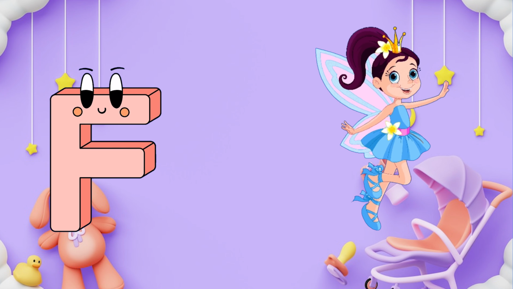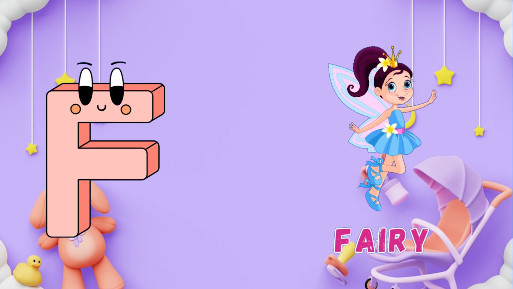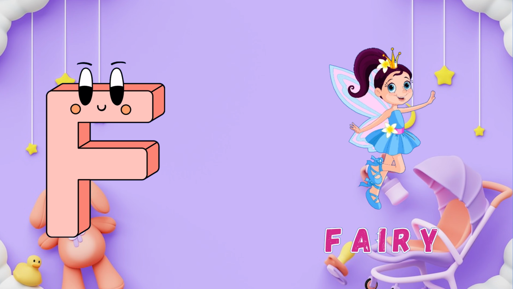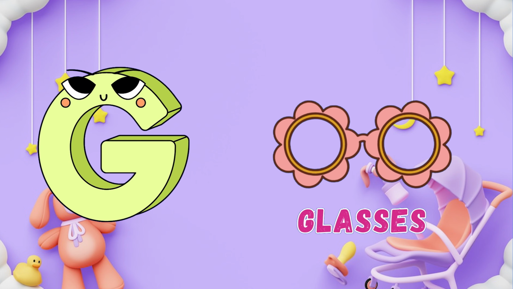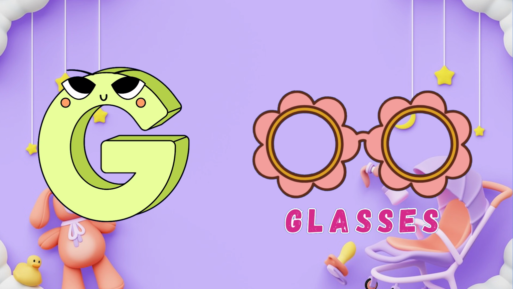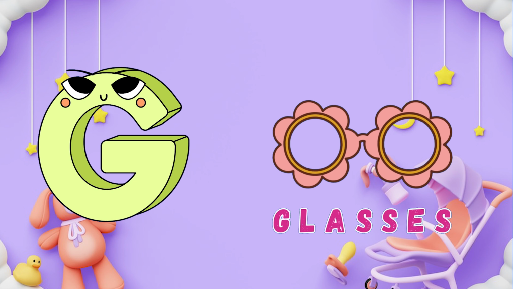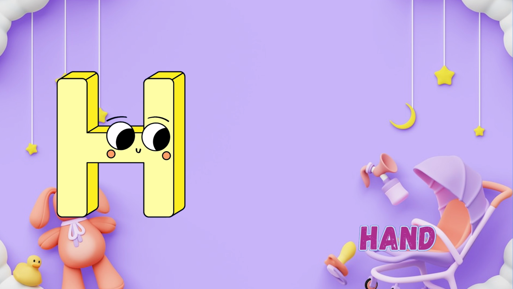F is for fairy. Fairy. F, fairy. G is for glasses. G, glasses. H is for hand.